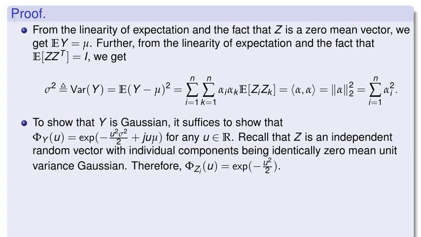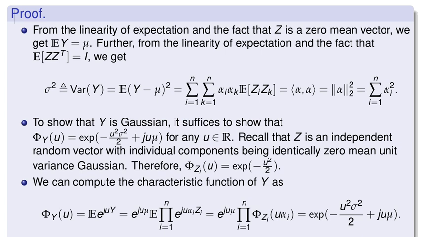To confirm y is Gaussian, we need to show its characteristic function has the Gaussian form. We aim to show phi_y of u equals the exponential of minus u squared sigma squared over 2 plus j u mu, for any real u. Recall that since Z is an IID standard Gaussian vector, each component Z_i has the characteristic function phi_Zi of v equals the exponential of minus v squared over 2.